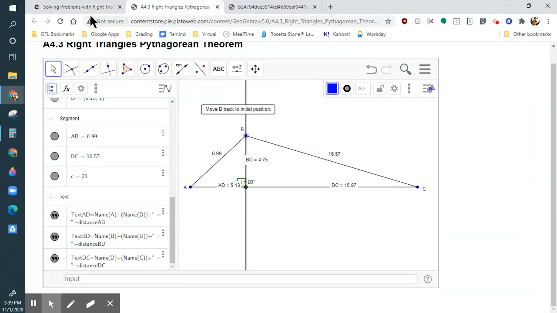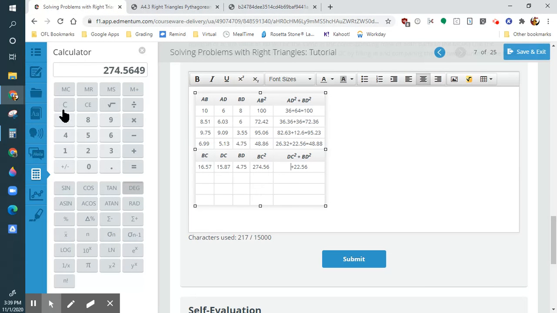DC is 15.87. Oh, DC squared. 15.87 times 15.87. And I'm using the 10 key in case you guys are wondering why I'm able to type in the numbers so fast. I've gotten used to using the 10 key on my computer, so I'm able to just type it in really fast. Clear this. 251.86 plus 83.53. We get 275.